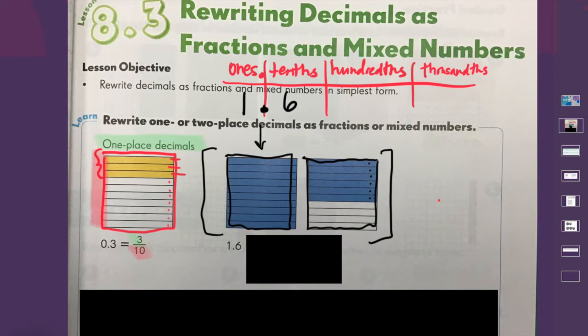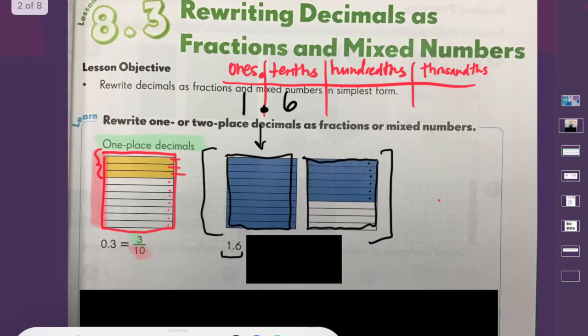Now to write that as a fraction, if I can read that decimal using my place value language, I can pretty easily hear what the fraction is going to be like. So instead of saying 1.6, we would say 1 and 6 tenths.